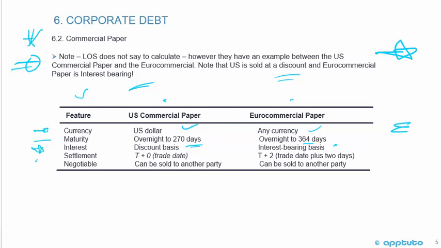Settlement, again, some differences. The US commercial paper is T plus 0, it's trade date, cash settled, whereas the Euro commercial paper is T plus 2. And negotiability, US commercial paper can be sold to another party, and similarly, Euro commercial paper can also be sold to another party, because that means they're both very liquid.